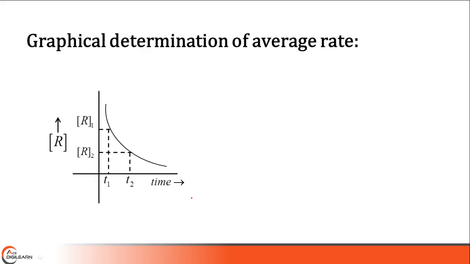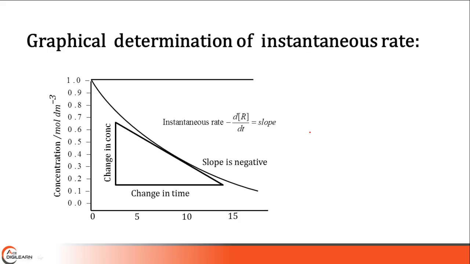Let us see these definitions of average rate and instantaneous rate in terms of graphical representation. Say R1 is the initial concentration and R2 is the final concentration of a reactant during the time interval T1 to T2. Then we can give the average rate as R2 minus R1 by T2 minus T1. Whereas the instantaneous rate we can get for a particular instant from the slope of the curve. So we take this as minus d by dt of R at that particular instant.